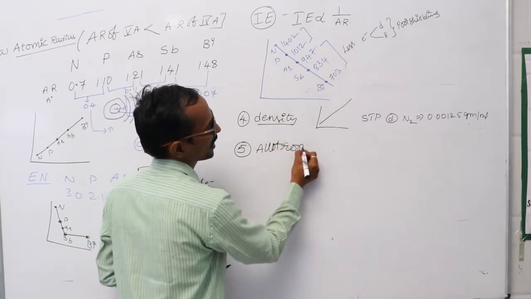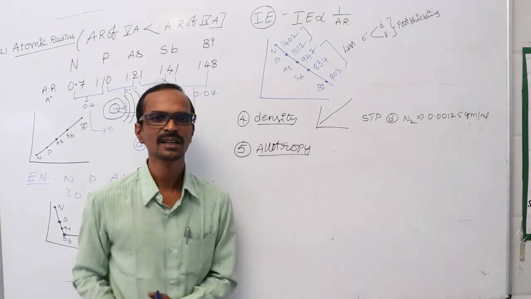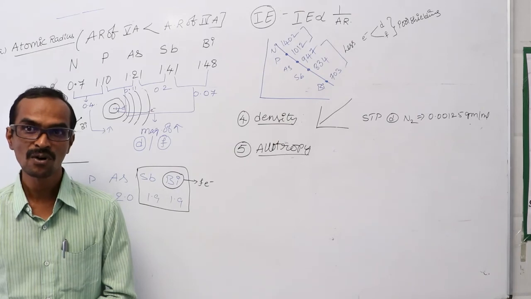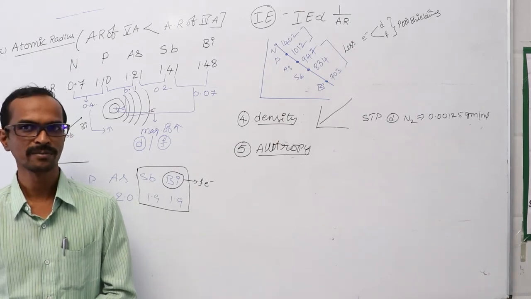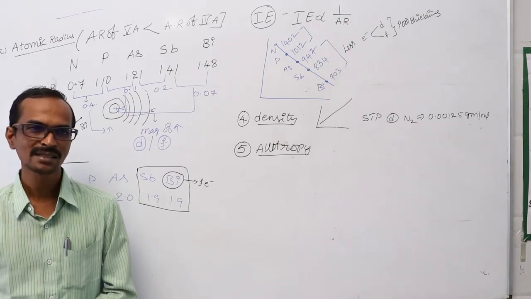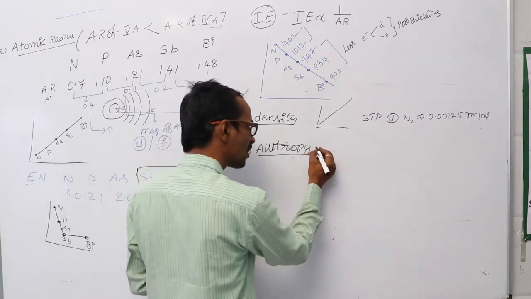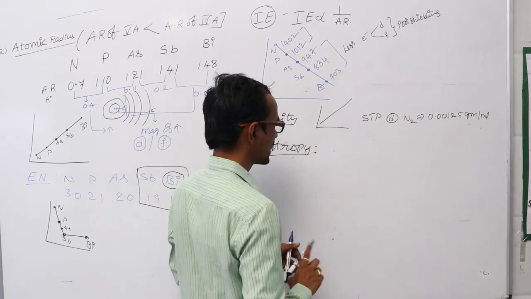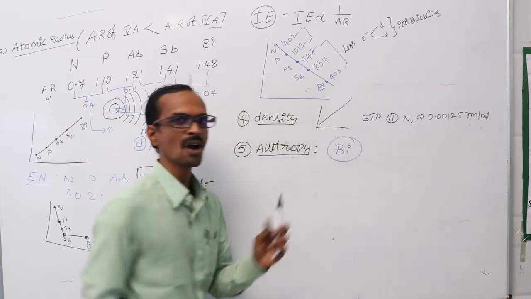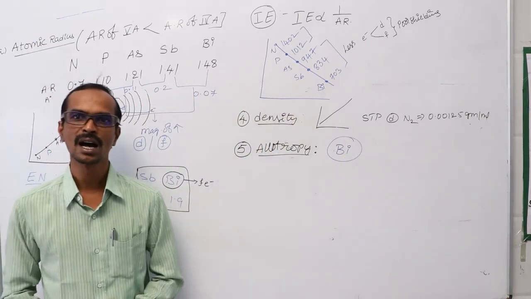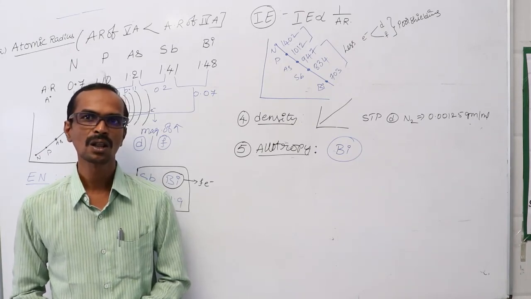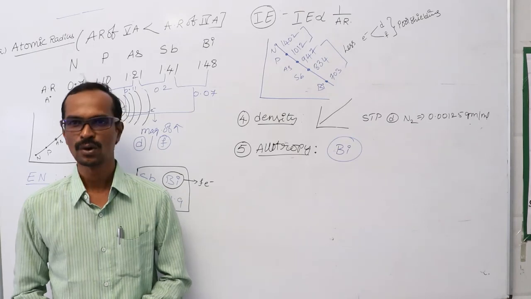What does it mean by allotropy? Nothing but the availability of an element in more than one form is simply called allotropy. Here among the 15th group elements, except bismuth, all the elements will show allotropy.